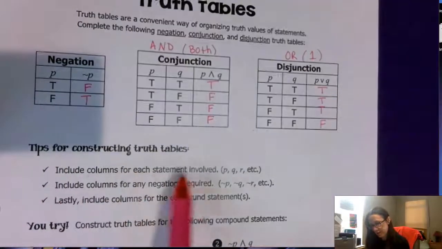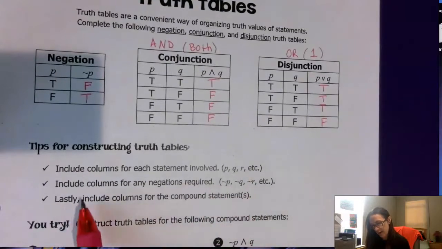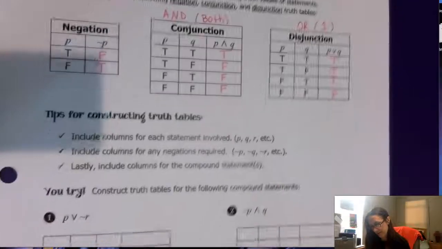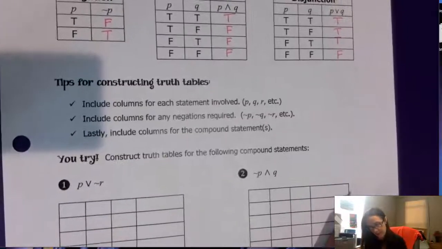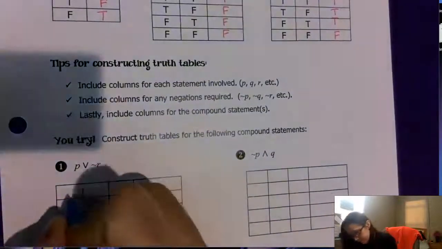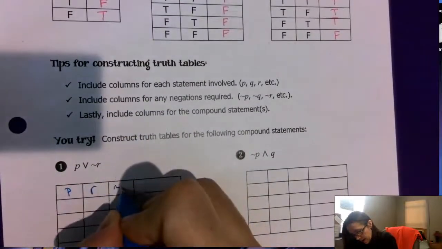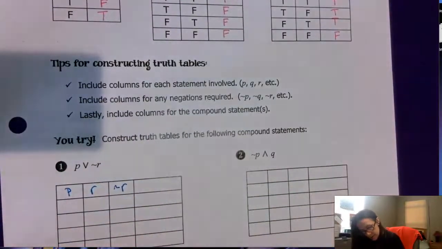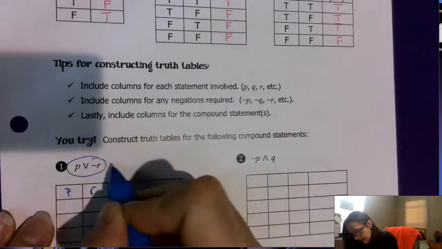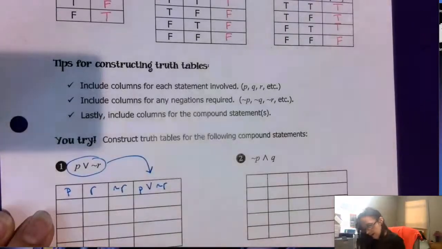Alright, so tips for constructing a truth value. Include columns for each statement involved, P, Q, and R. Include columns for any negations required. And lastly, include columns for the compound statement. So something I would do here is I would do maybe P and R. There's a not R up here, so I'm going to do the not R. And then I'm going to do the compound statement in the last column. So I do P or not R.